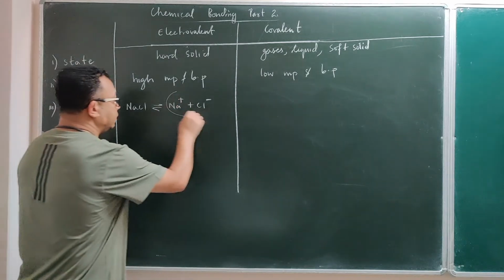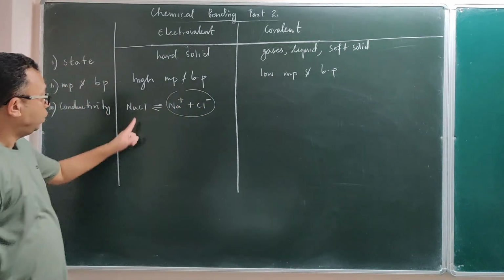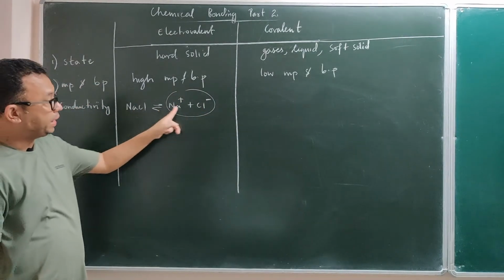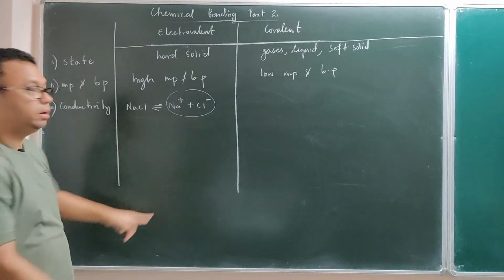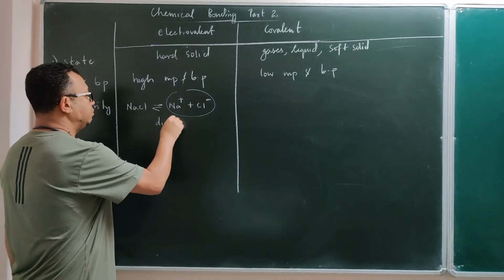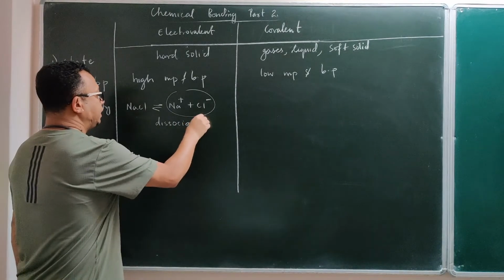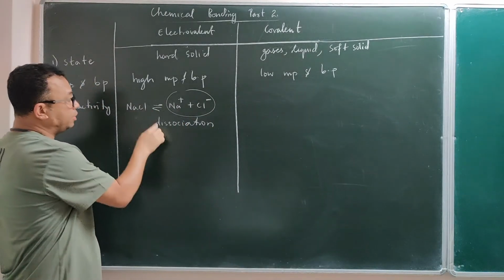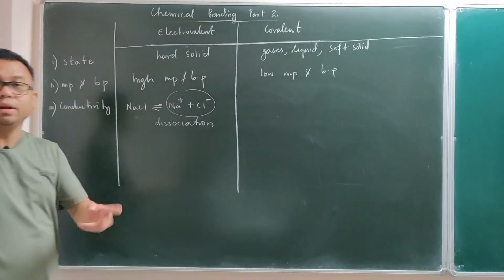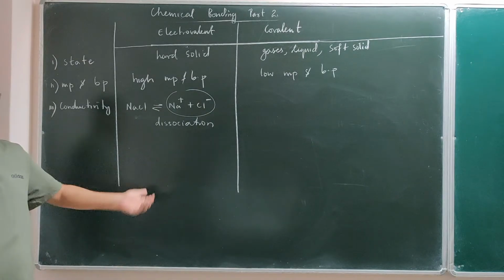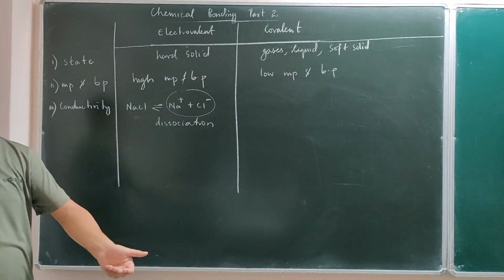Since ions are formed, whenever electrovalent compounds break into ions, the word that we use is dissociation. So we say an electrovalent or ionic compound dissociates into ions when in aqueous solution or when molten.